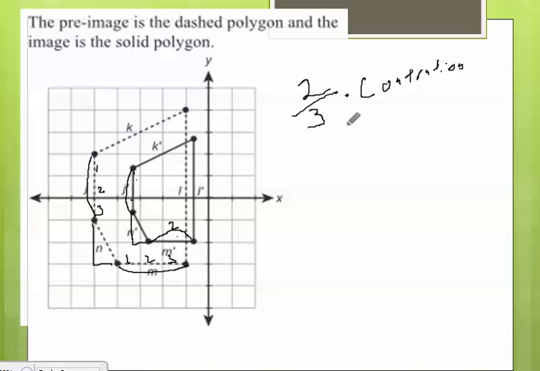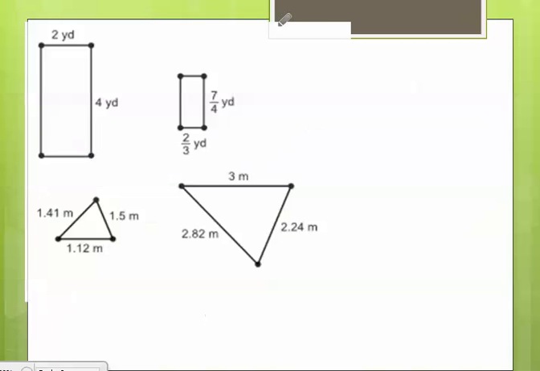Okay? It's a contraction of that polygon. Which one of these are dilations? That means both sets of numbers are going to have to be in the same ratio. So if I'm going from 4 yards to 7/4 yards, and going from 2 yards to 2/3 yards, it looks like I divided by 2 and divided by 3. And if I took 4 and divided it by 3, that's not equal to 7/4, is it? So I would say no, that one is not a dilation.